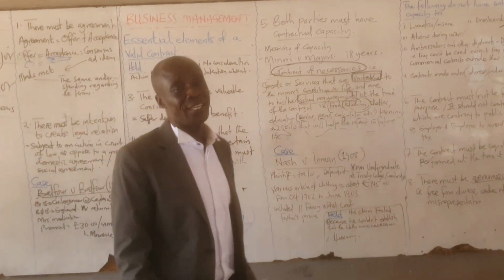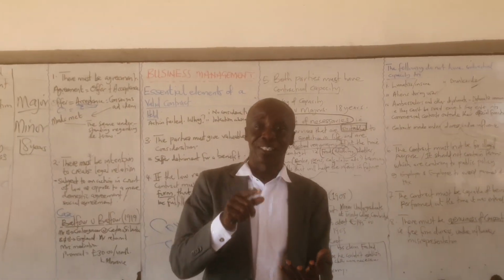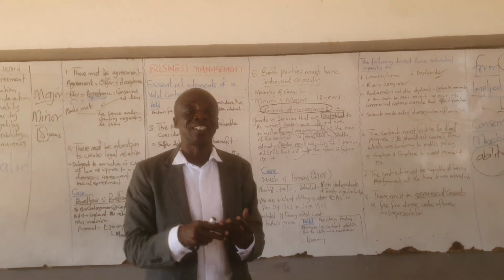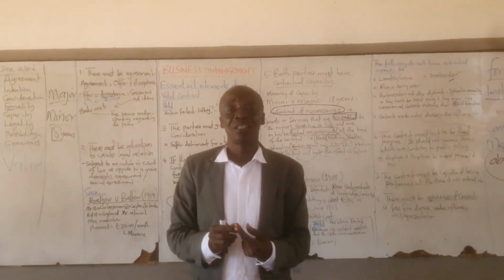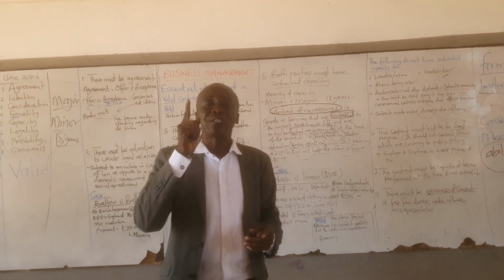The last one for the day is that there must be genuineness of consent. It is very simple. We have done mistake. You know what mistakes are, even though we did that in detail. We have done misrepresentation. You know what they are. Duress and undue influence.